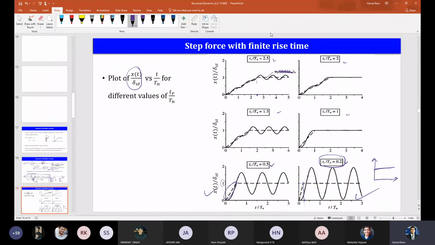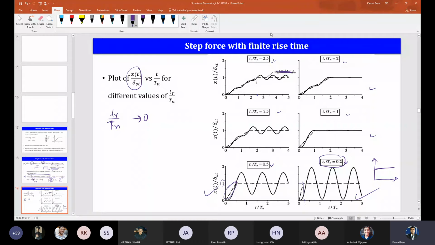Mathematically, as tr by tn tends to 0, the response is similar to that of a step force. That is obvious, so these two cases are discussed separately. Now, as tr by tn is larger, like 2.5 or more, can you see what is happening there? The force is increasing slowly relative to tn. It takes time to rise to p naught.